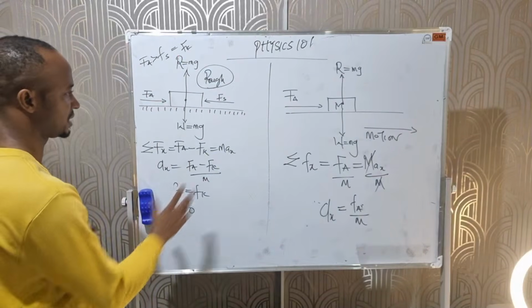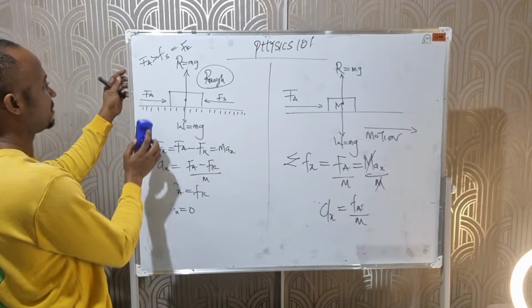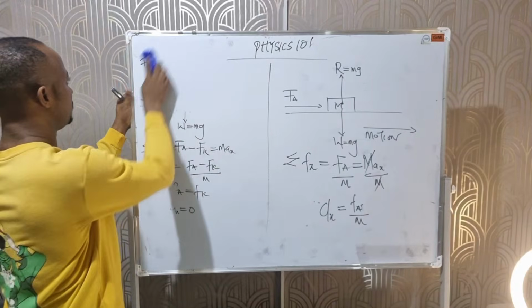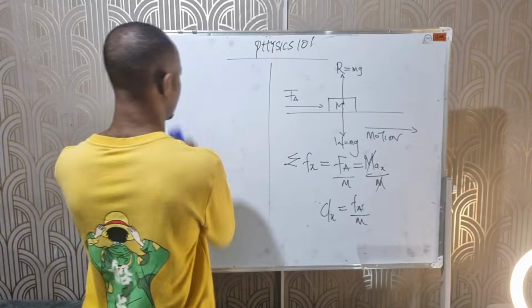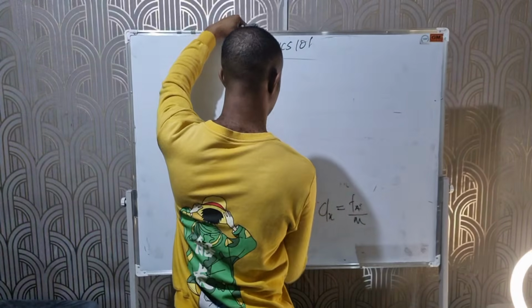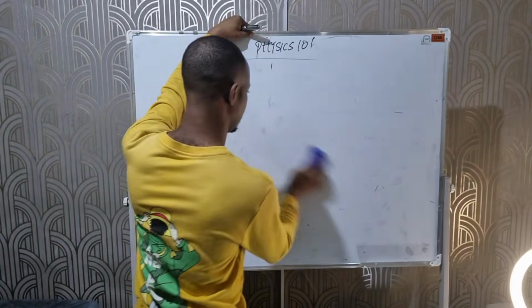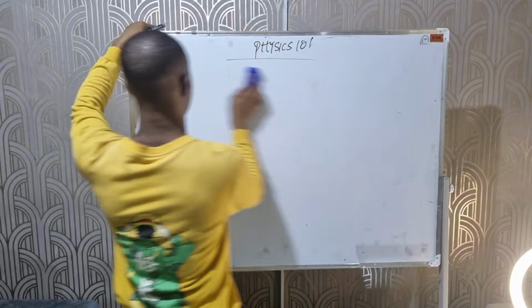Alright, so that is just what I want to show us. But let's look at when we have a system of a body along the horizontal axis, but the body is being dragged with a rope.